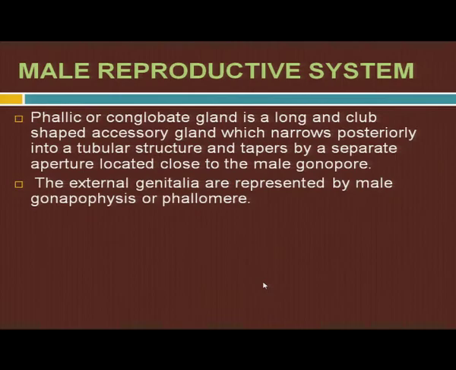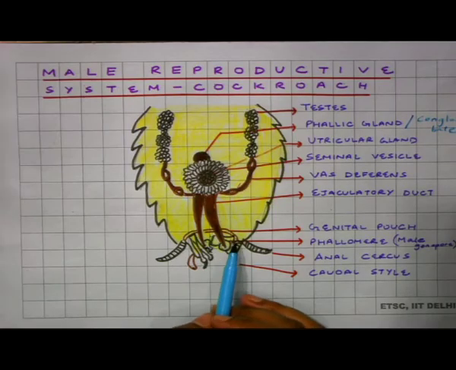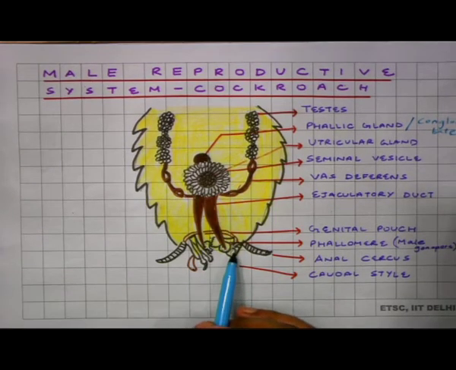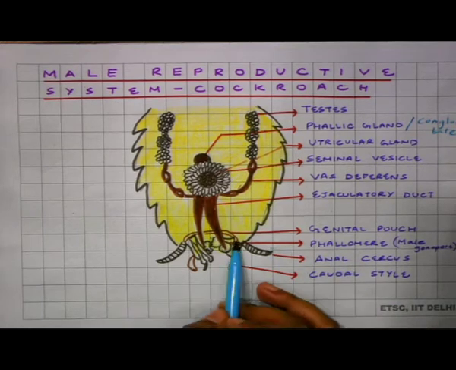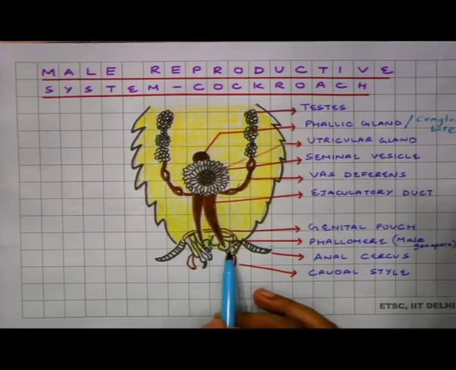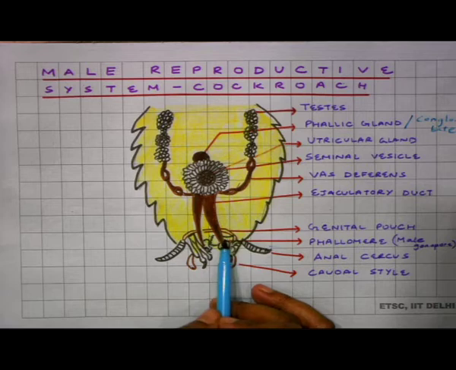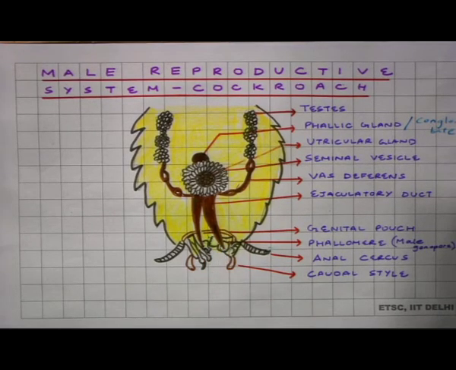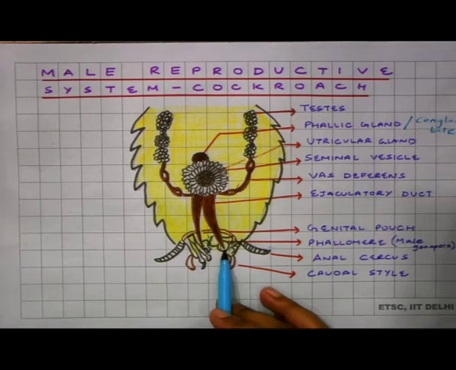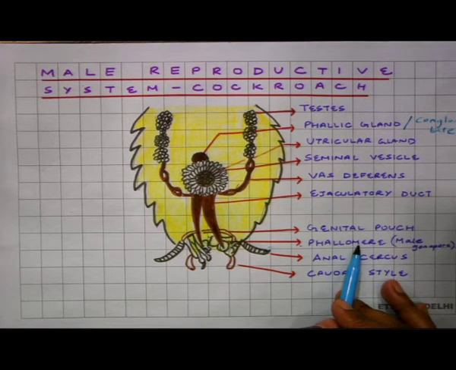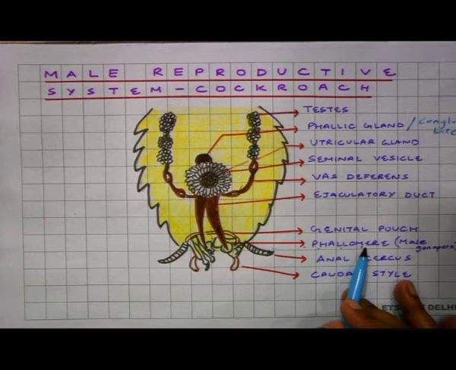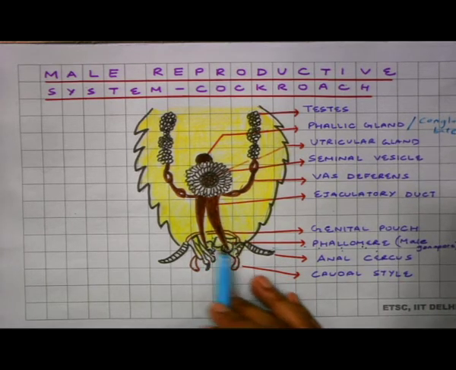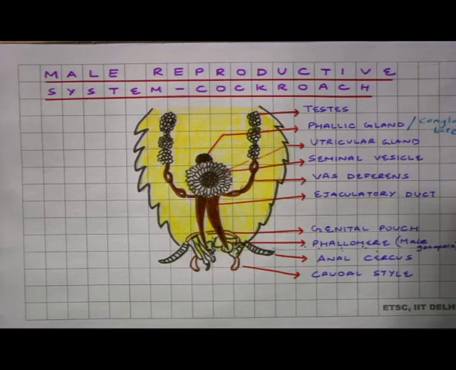The external genitalia are represented by the male gonapophysis or phallomere. So, here you can see the phallomere. The phallomere actually surrounds the different male gonopores and the apertures which are present. The external genitalia is represented by this phallomere. The phallomeres are chitinous, made up of chitin, asymmetrical structures and present surrounding the male gonopore.